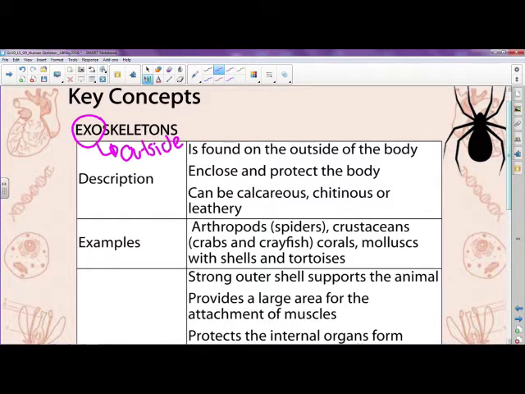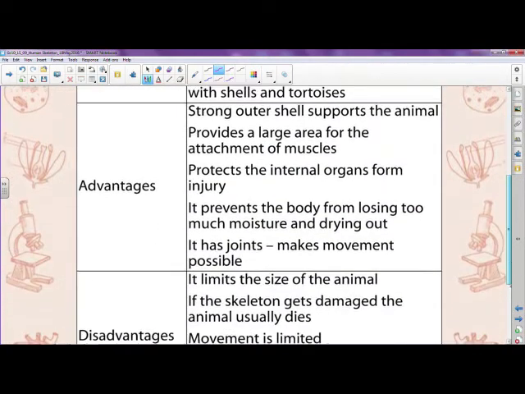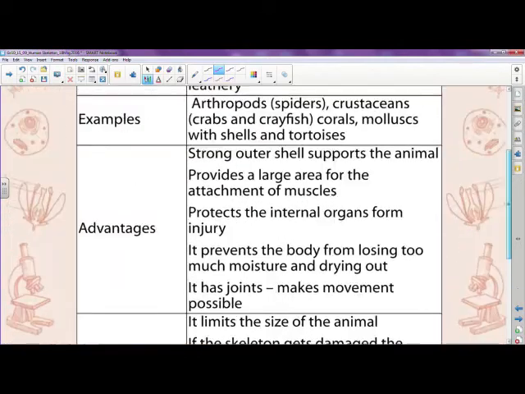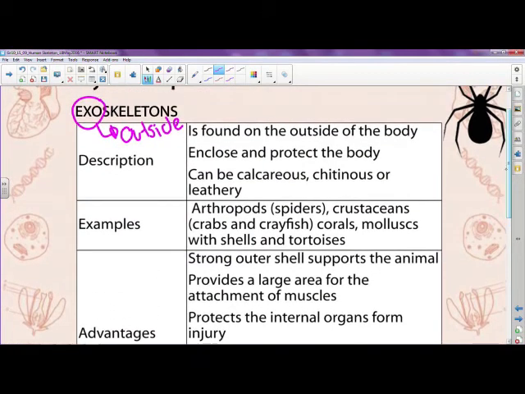Now, when we look at it, lots of you start to think of a tortoise, you start to think of a snail. A tortoise has both. It has a shell on the outside and it has bones on the inside. But here's a cute little snail on the side over here, really gross. A spider, you can think of crabs, you can think of crayfish, all those kinds of things.